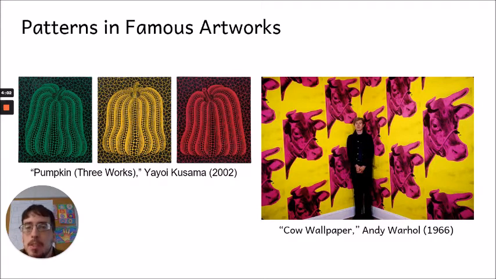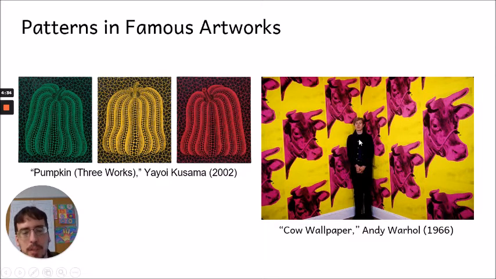Here are some examples of patterns in famous artwork. The first one is actually three different paintings, but they're all called Pumpkin, and they're by Yayoi Kusama. You can see she used a lot of patterns of tiny, tiny circles repeated over and over and over. And then on the outside, they're almost like triangles, but they're kind of squished, so they're sort of organic triangles repeated over and over and over. Both of those are awesome patterns.